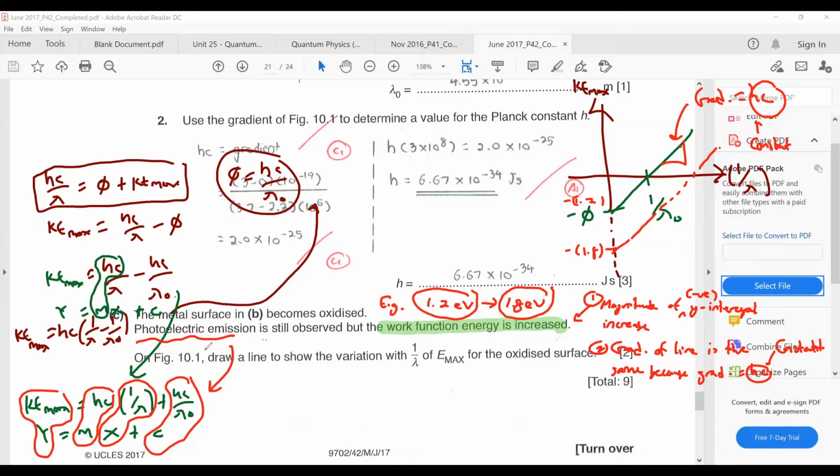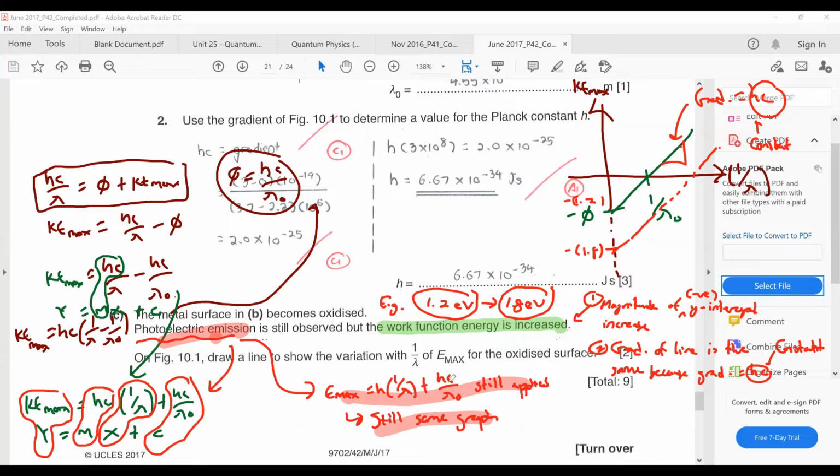Okay, so since it follows photoelectric emission, you will say that Emax equals Hc over lambda plus Hc over lambda naught still applies. So still same graph. I think I better just highlight that. The first thing you will say is this is photoelectric emission? You see, for photoelectric emission, that means this one still applies. You get the same graph.